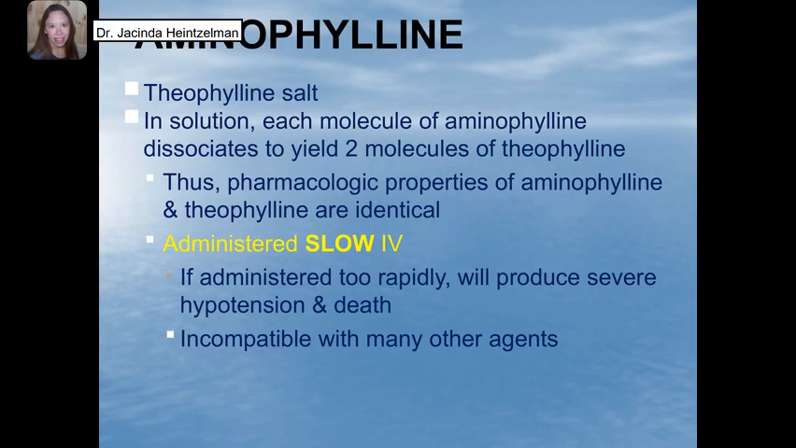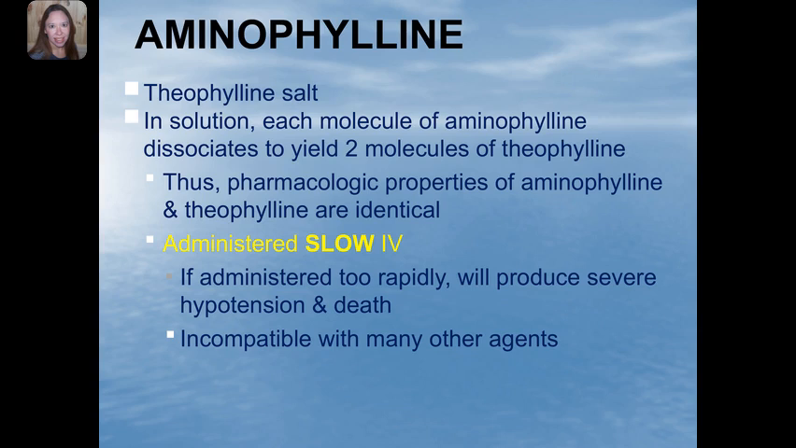Aminophylline is another medication that can be used for asthma. More so, we're seeing it if our patient is having an asthma exacerbation where their usual medications are not working effectively. So we do have aminophylline that we can use. In this case, though, the patient would have to be hospitalized because this medication can only be given via IV, and it's going to be administered very slowly IV.